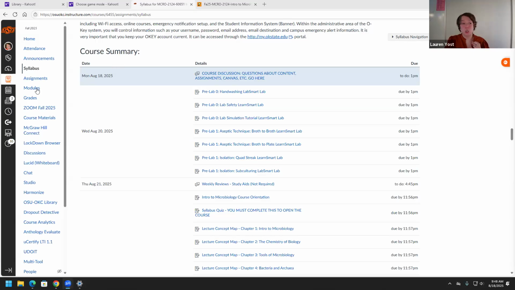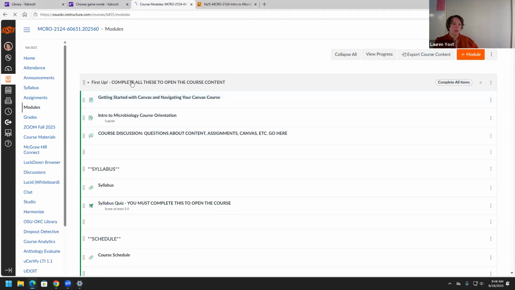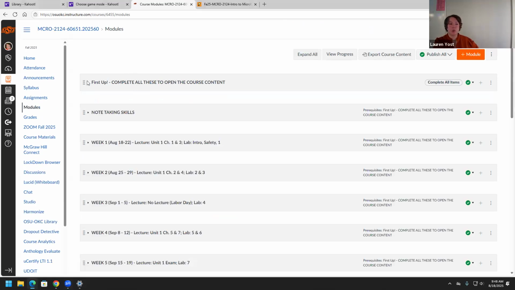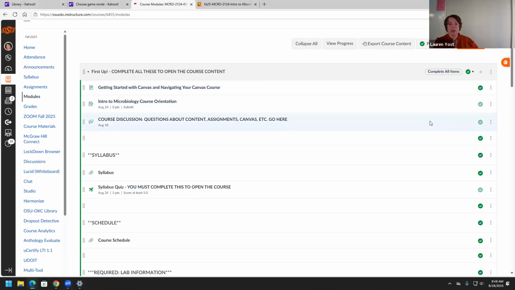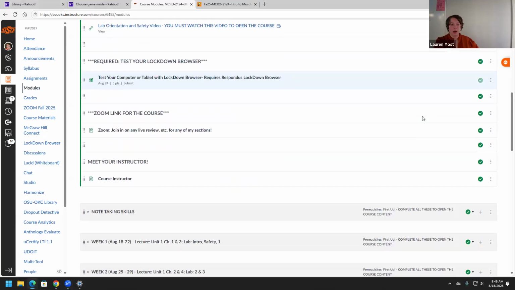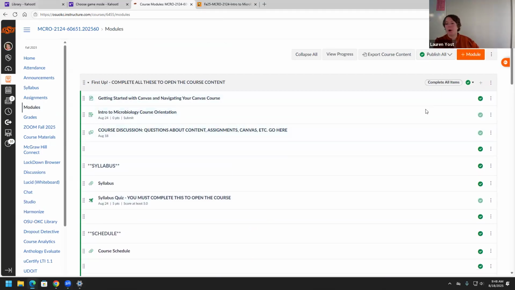But if you're more of a modules person, right? So my modules are set up in a way. So slow. We have our first up module. You have to complete everything in here that's required. So this isn't my student view, but it'll pop up with a little check mark or a little circle there if you have completed it or not, respectively.